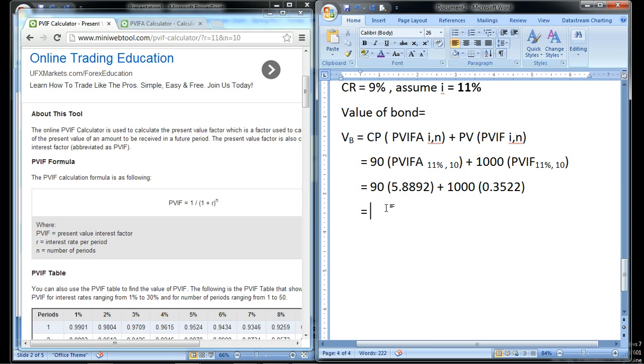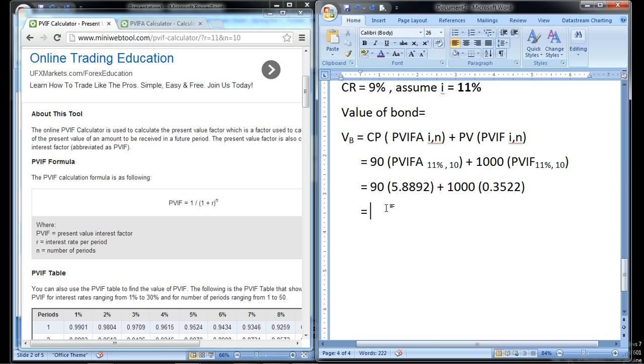Okay, how to press the calculator? I believe you know how to calculate using your scientific calculator. Alright, 90, then bracket 5.8, 5.8892.